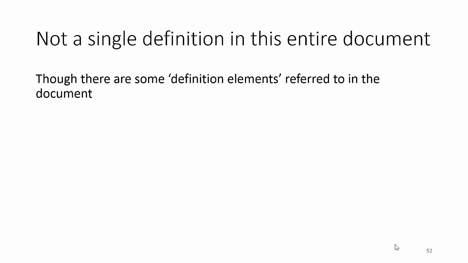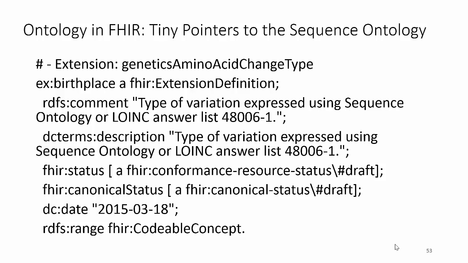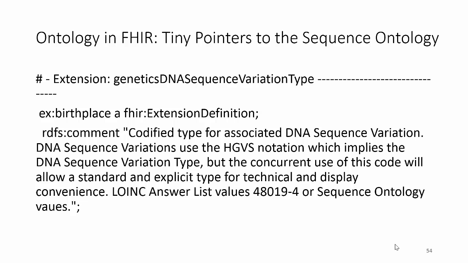Okay then, there are one or two signs which from my point of view are quite interesting. So here it says, birthplace is a kind of FHIR extension definition. And then it says, type of variation expressed using sequence ontology or LOINC answer list 48006-1. So there is a reference here to one of the OBO Foundry ontologies, namely the sequence ontology. I think maybe they have their own sequence ontology. But still, and then we have another one of those. X birthplace is a kind of FHIR extension. And this X birthplace occurs quite a lot.